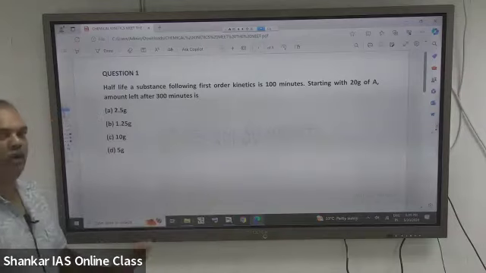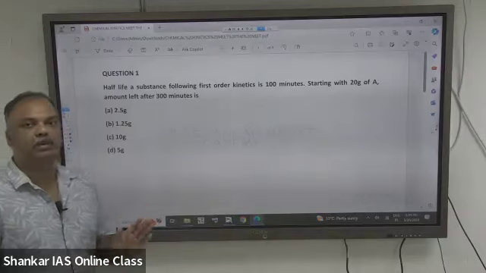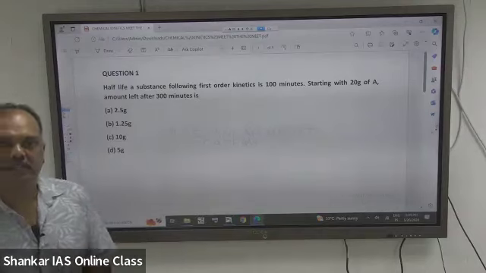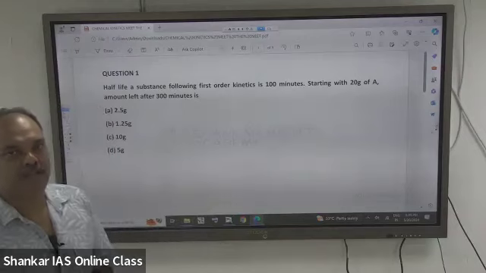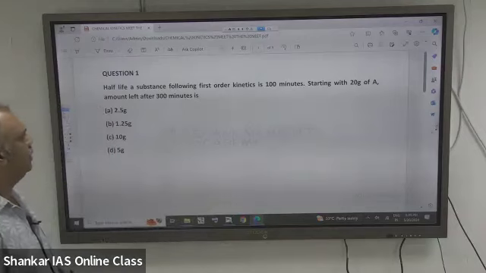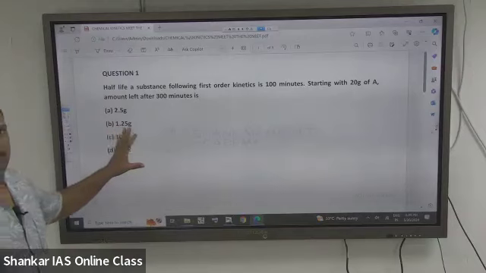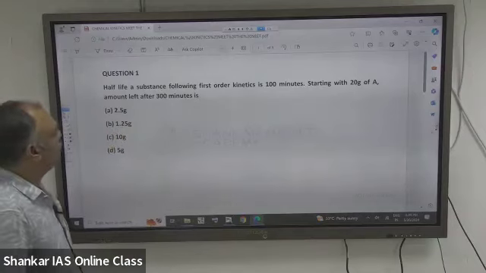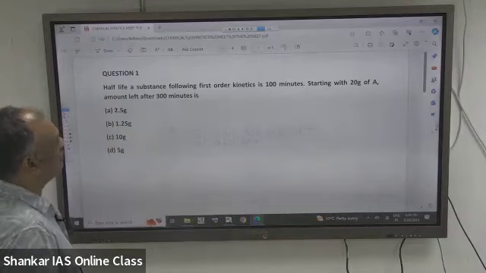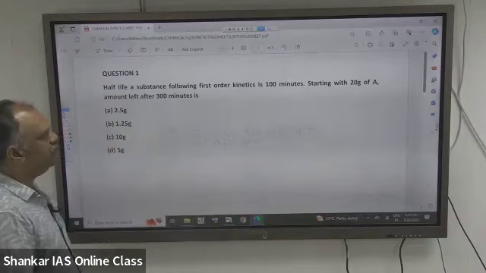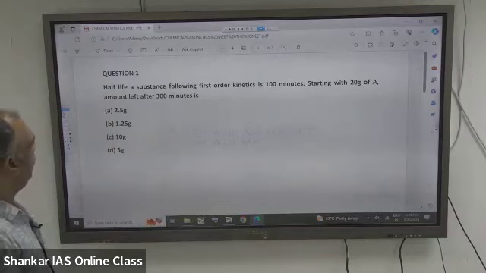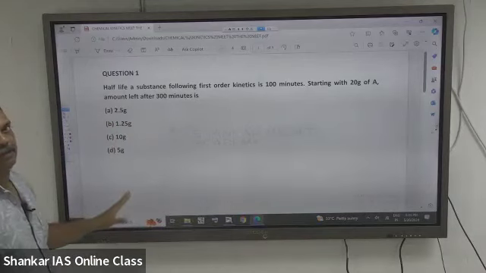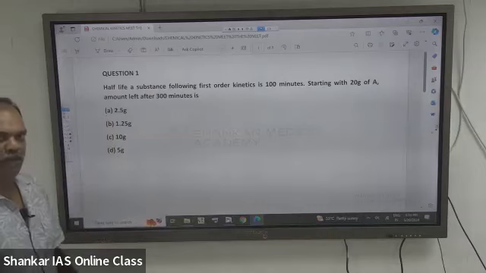So today we are going to see an easy approach to solve numericals based on first order kinetic reactions. Okay, so I have displayed one question for you. The question reads, half-life of a substance following first order kinetics is 100 minutes. Starting with 20 grams of A, amount left after 300 minutes is, and they have given 4 choices. You have to choose from one among them.